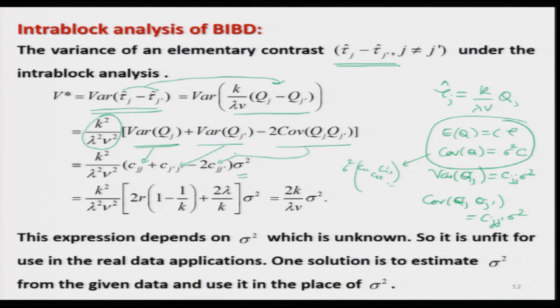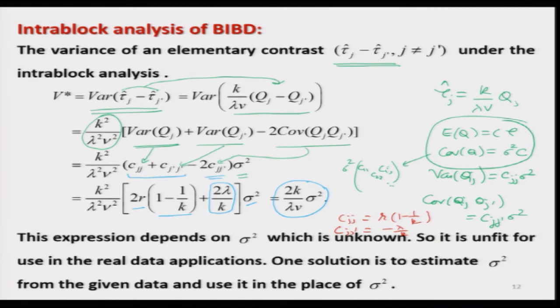So, what I can do here is write Cjj is equal to R into 1 minus 1 over k, that was R minus R upon k, and Cjj prime as minus lambda over k. Once I substitute these values, the variances of Cjj and Cjj prime are going to be twice of R into 1 minus 1 upon k, and minus twice of Cjj prime will become plus 2 lambda upon k, and this sigma square will remain. Now if you simplify this expression, it will come out to be 2k upon lambda v into sigma square.